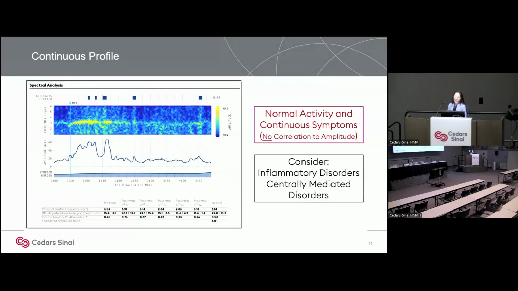And here we have what is referred to as a continuous profile. So again, here we're seeing a normal rhythm index, stable frequency, stable amplitude, increase in amplitude in the fed state that goes back to baseline at a normal time. But in this profile, the patients are reporting continuous symptoms. And because the patients are reporting continuous symptoms, there's really no association between those symptoms and the changes in the gastric amplitude. When we see this type of profile, we think about inflammatory disorders or centrally mediated disorders.